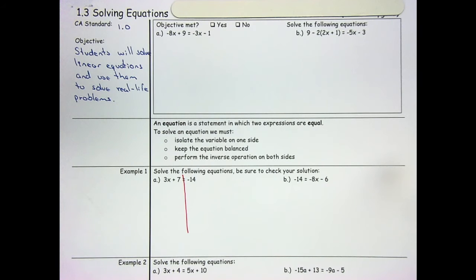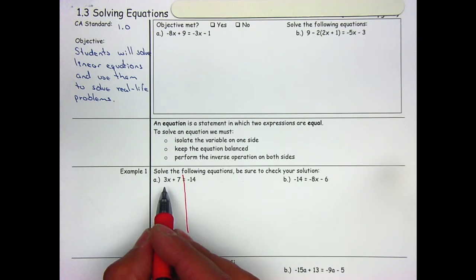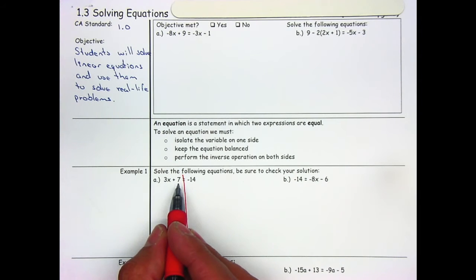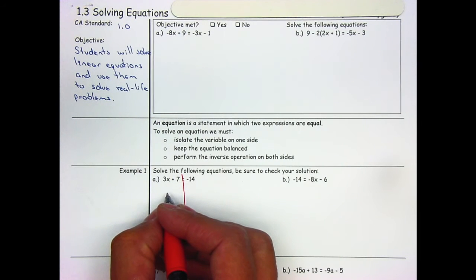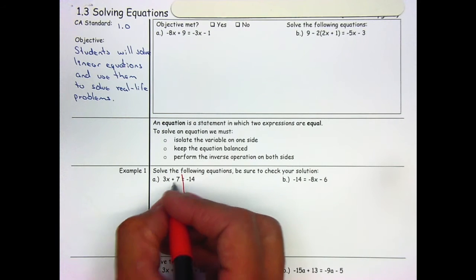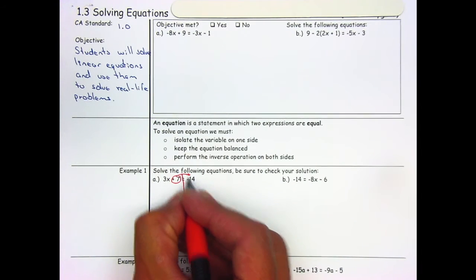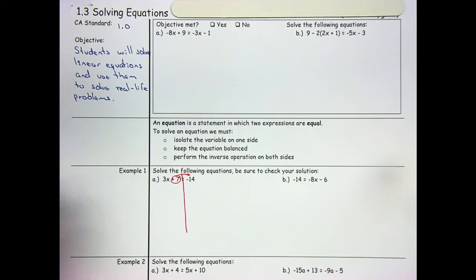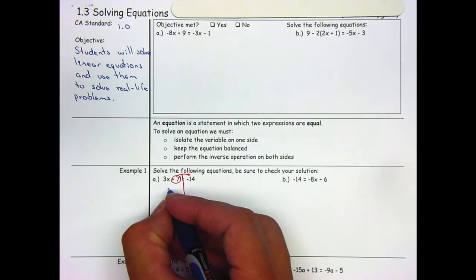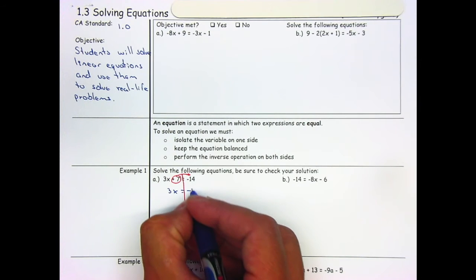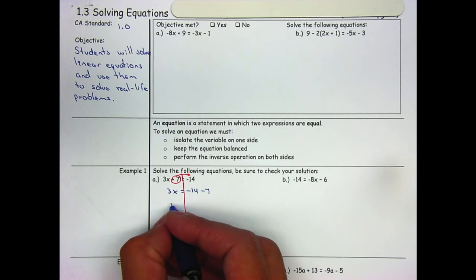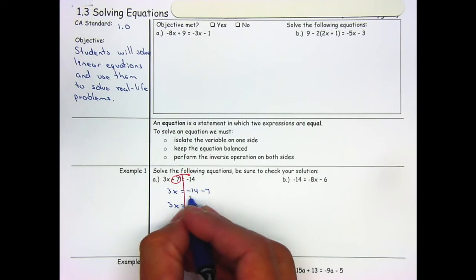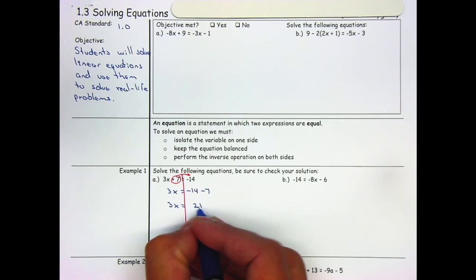Let's look at example number 1. We need to be able to leave the x by itself. We have a 3 and a 7. The 3 is multiplying and the 7 is adding. We can subtract 7 on both sides, or I'm just going to isolate, or leave the variable by itself, on the left-hand side. I'm going to move the 7 to the right. And when I move it to the right, it's going to become the opposite. So now we have 3x is equal to negative 14, and this 7 becomes a negative 7. I'm going to simplify it. Same sign, so add, keep the sign of the bigger number.